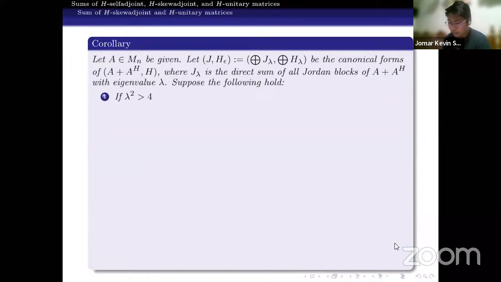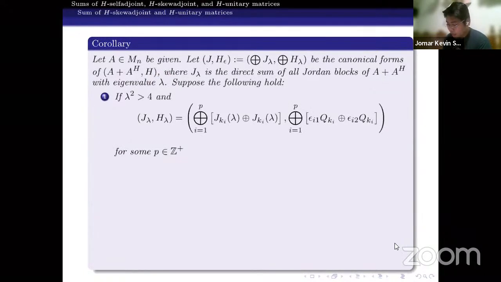For number 1, if lambda squared is greater than 4, and the canonical form is of this form, the conclusion is epsilon i1 times epsilon i2 equals -1 for all i. And notice, ito mismo yung condition natin, yung first condition natin from the previous theorem. The only difference is that the lambda here is an eigenvalue of A plus A to the H. Dun sa main theorem natin, lambda is assumed to be an eigenvalue of A.